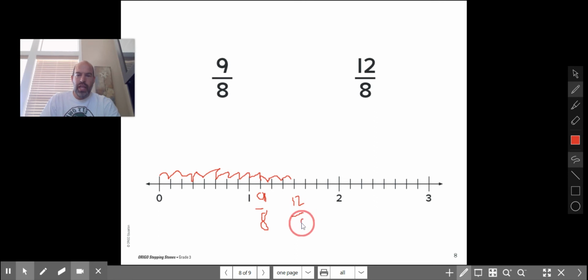So if you look at that, you're going to see that 9/8 is less than 12/8. Again, what do we say? We can cover up the denominator and we can just look at the numerator. So if we write that symbol in there, 9/8 is less than 12/8. All right, let me jump to the lesson now.